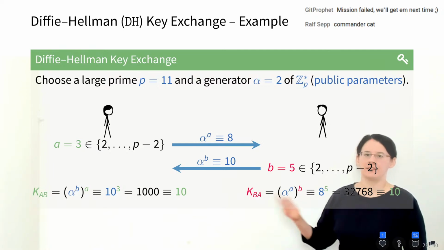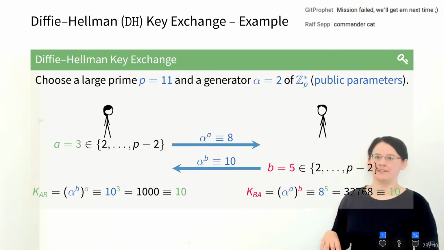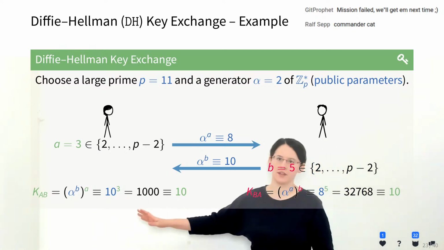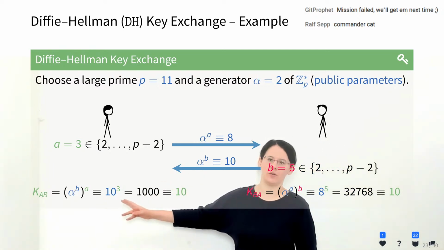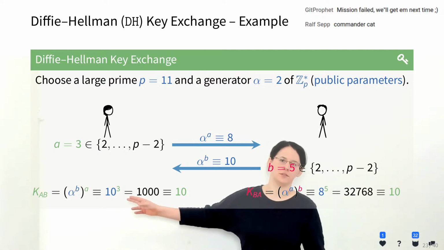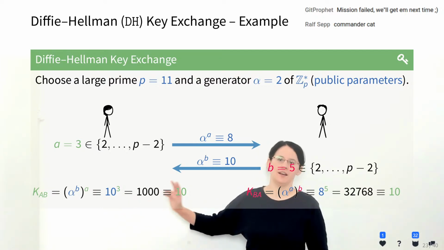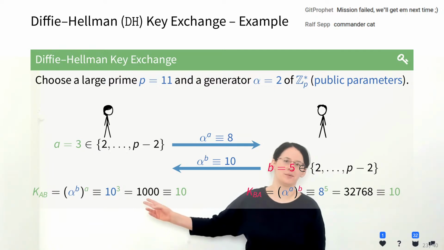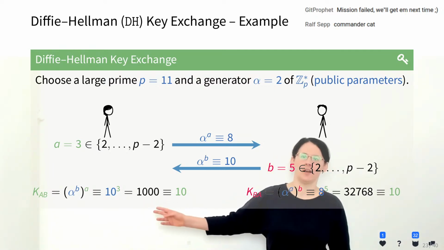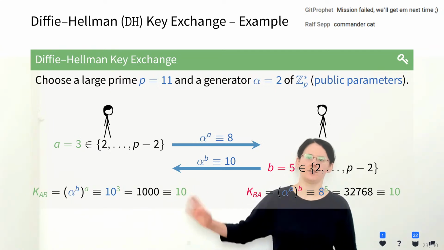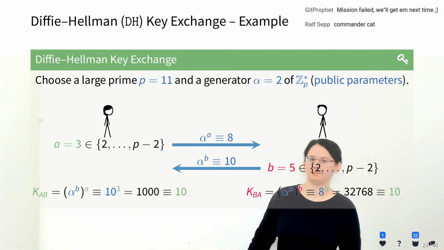And let's verify that the property we showed in the previous slide holds. So in case of Alice, she receives a 10 from Bob and raises it to the power of 3. 10 to the 3, as you know, is 1000. What you don't see immediately, but what you can find out by taking out your calculator, is that 1000 modulo 11 turns out to be exactly 10.